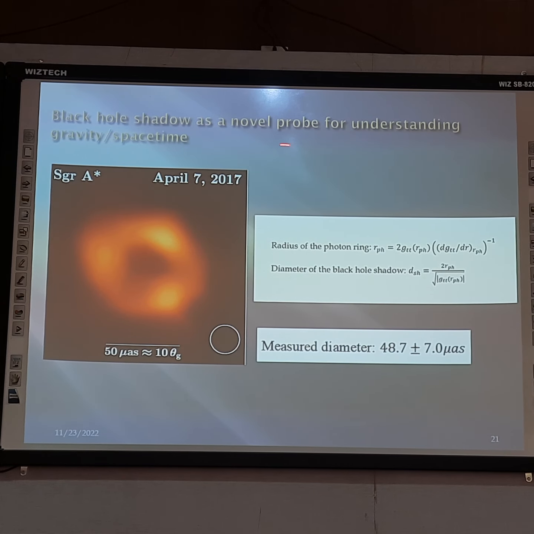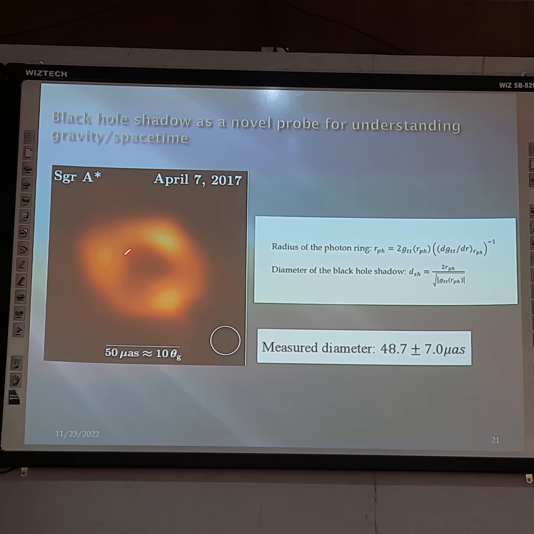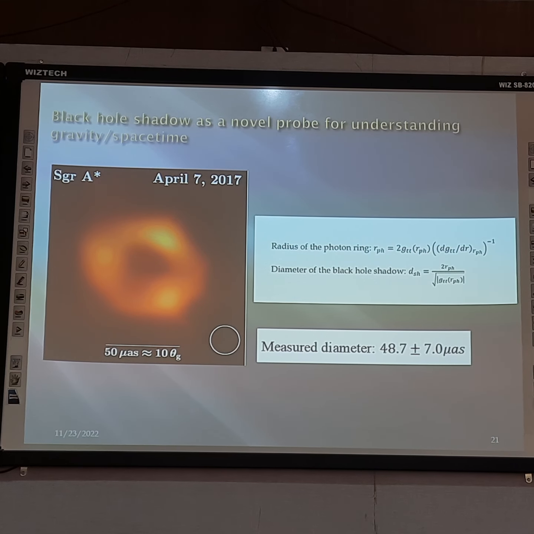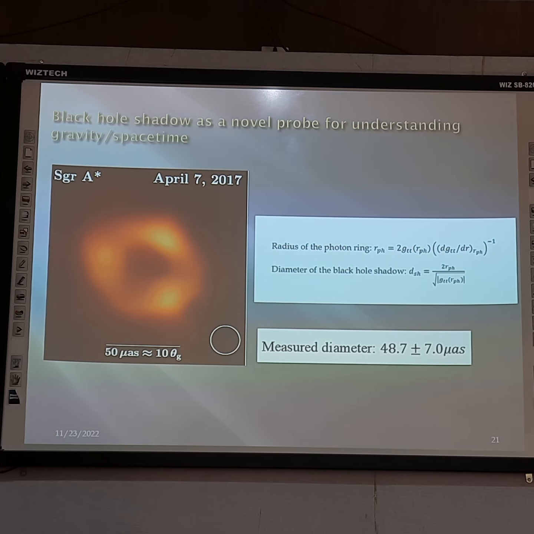This is EHT's result, April 7, 2017. This is our black hole, Sagittarius A star. The size of this shadow is 50 micro arc seconds, something like 10 times the angular diameter of the event horizon. So all we have to calculate is the photon ring. How do we get a photon ring? Because the light is bent by gravity, and if we have an impact parameter less than a critical value, the photon will plunge into the black hole. So that defines what a photon ring is.